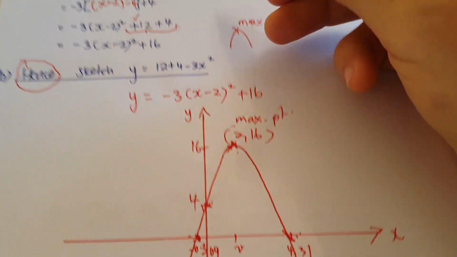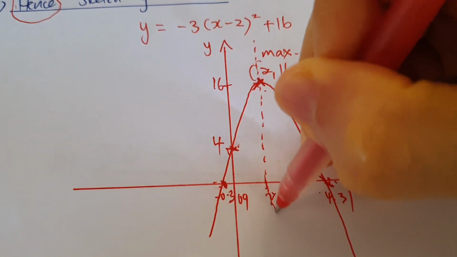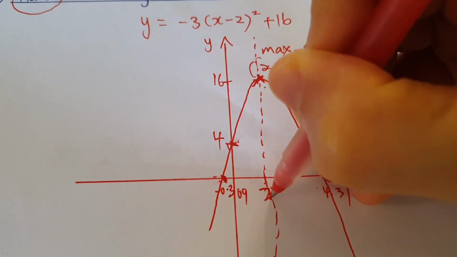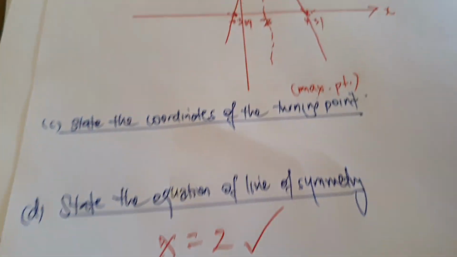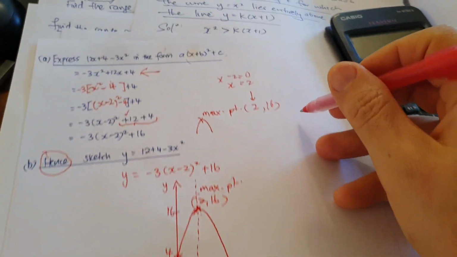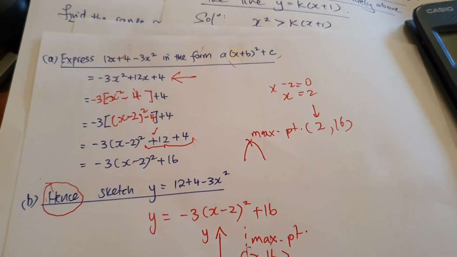Alright? And the equation of line of symmetry. Now, the equation of line of symmetry is very simple. It's where this x equal 2 is. Alright? Because this is like your mirror. So the equation, you cannot just write 2. 2 is wrong. It's x equals 2. That's it. And what's the coordinates of the turning point? We've already found just now is 2, 16. So just label here 2, 16. That's it. Okay? So this is for this kind of question.